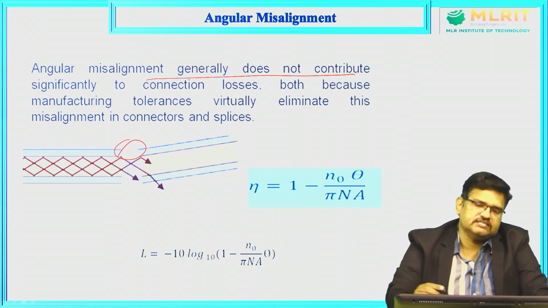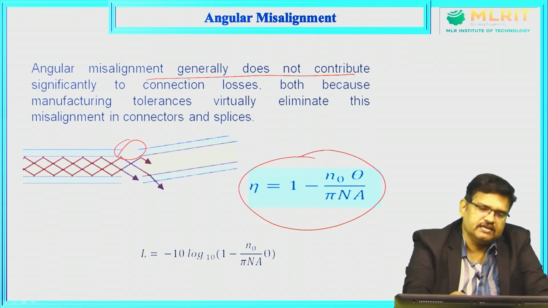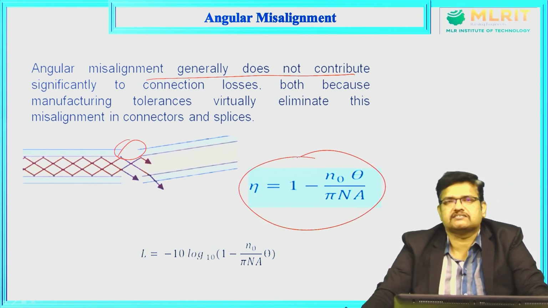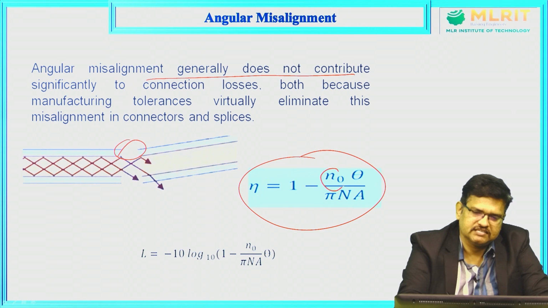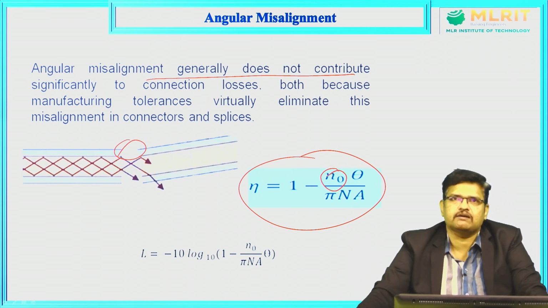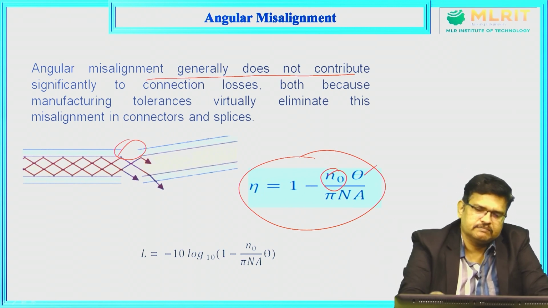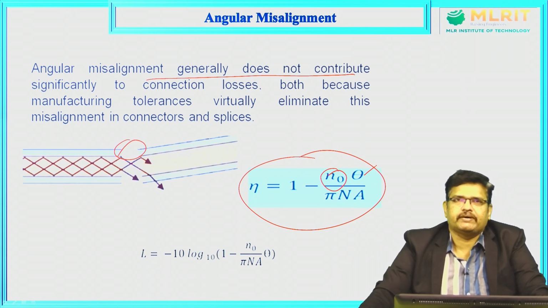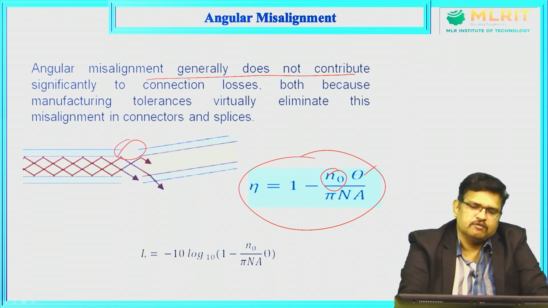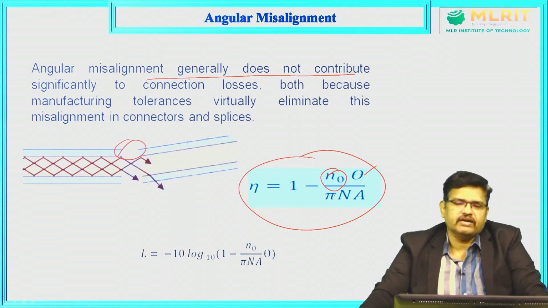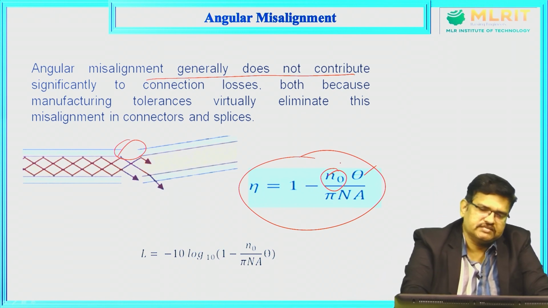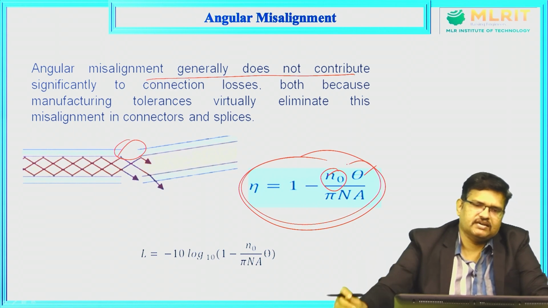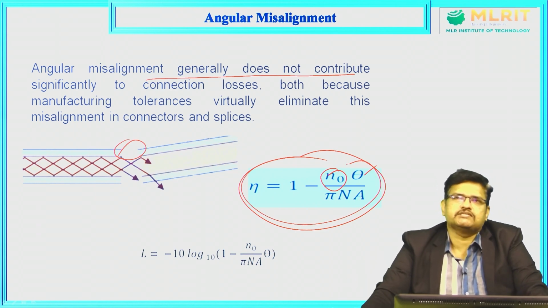So this efficiency may be calculated. Eta is equal to 1 minus, here also n naught is there, this n naught is the refractive index of the air medium, theta is the angle between the two fibers, divided by pi into NA. By using this efficiency formula we can calculate the angular misalignment losses.